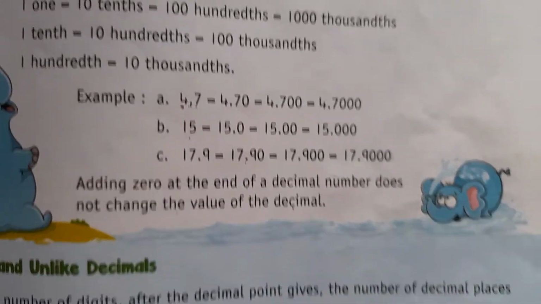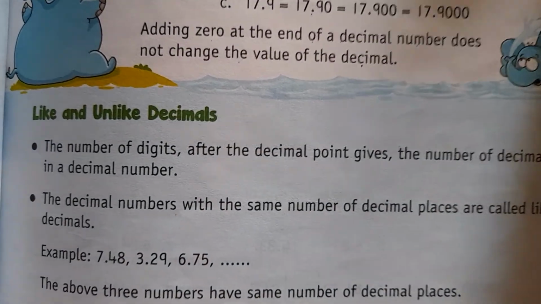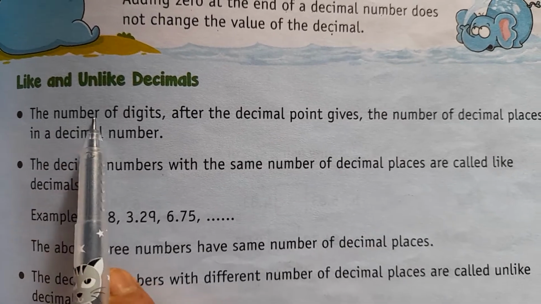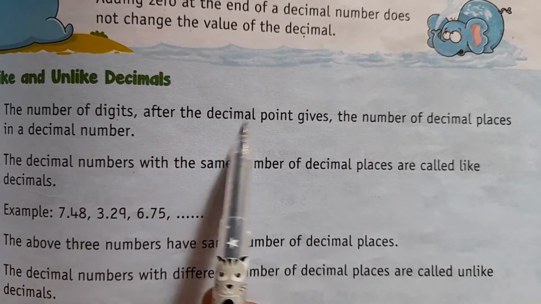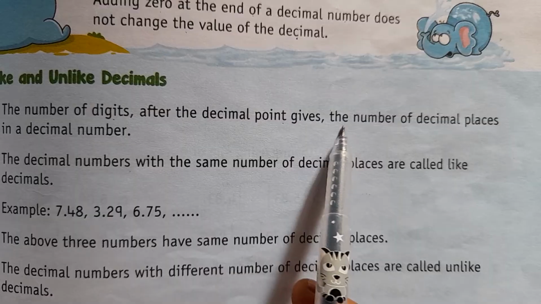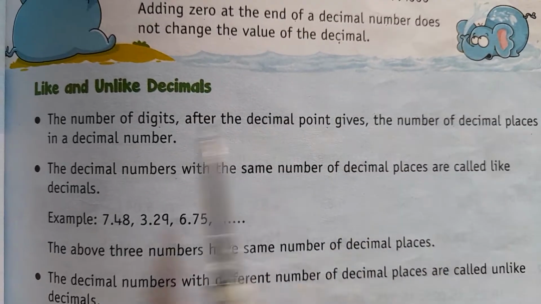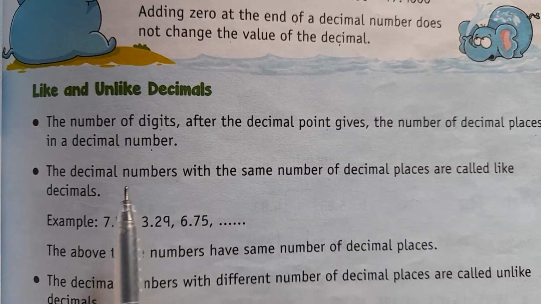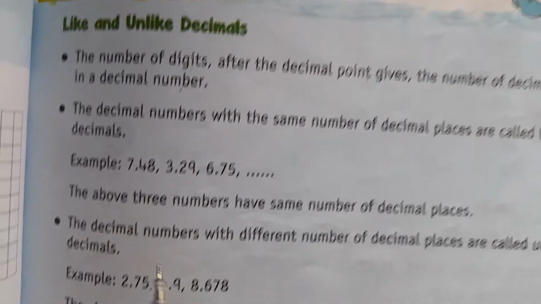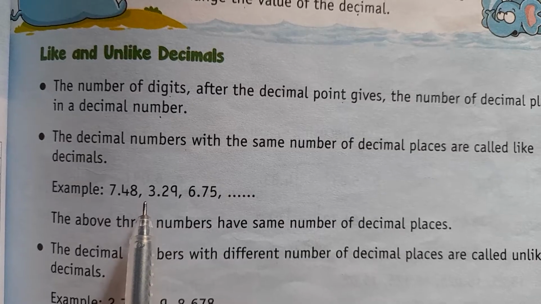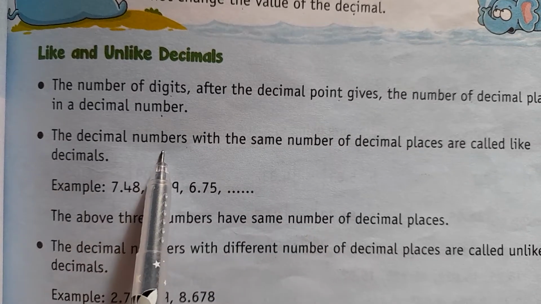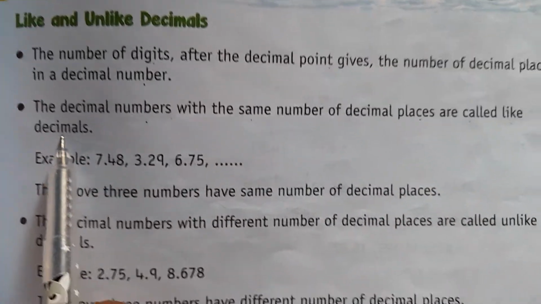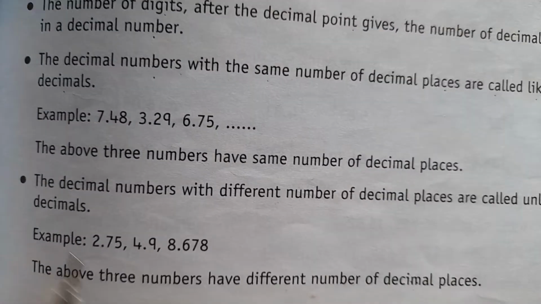Now we are going to look at like and unlike decimals, children. The number of digits after the decimal point gives the number of decimal places in a decimal number. Children, here are the examples: the decimal numbers with the same number of decimal places are called like decimals. I want to make it clear.